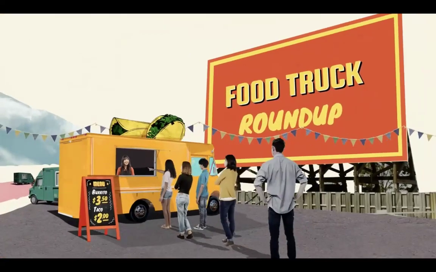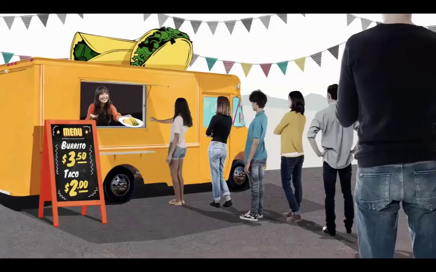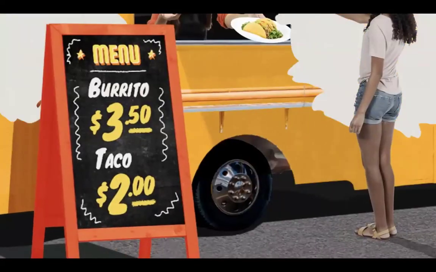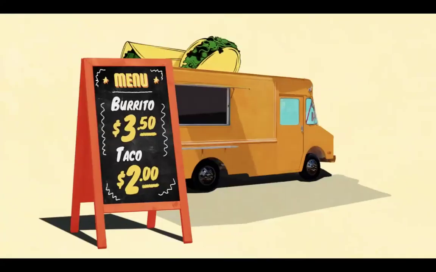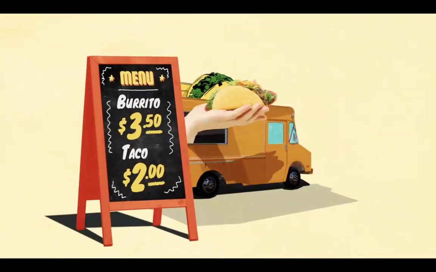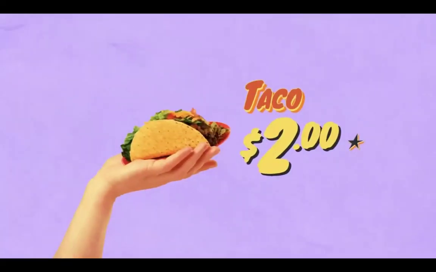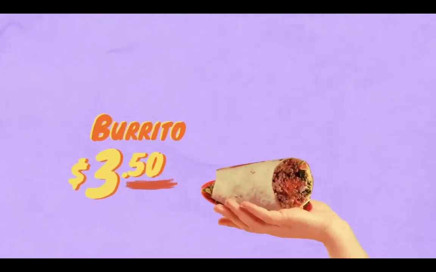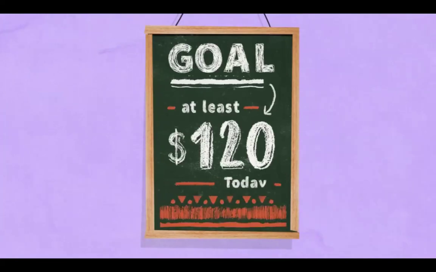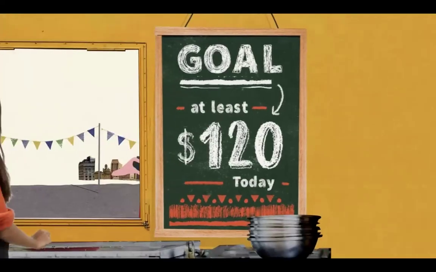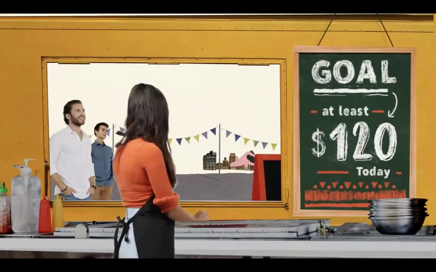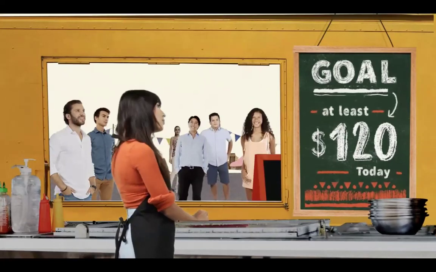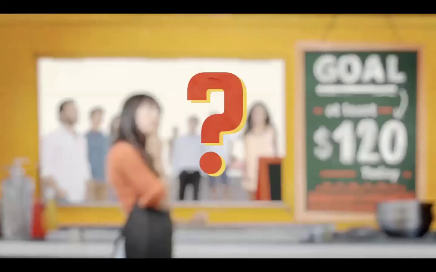So we're looking for the important information from this video, which is obviously the prices here. Burritos cost $3.50. Tacos cost $2. And her goal today is to make at least $120. Start thinking about what inequality symbol you would use to represent at least $120.